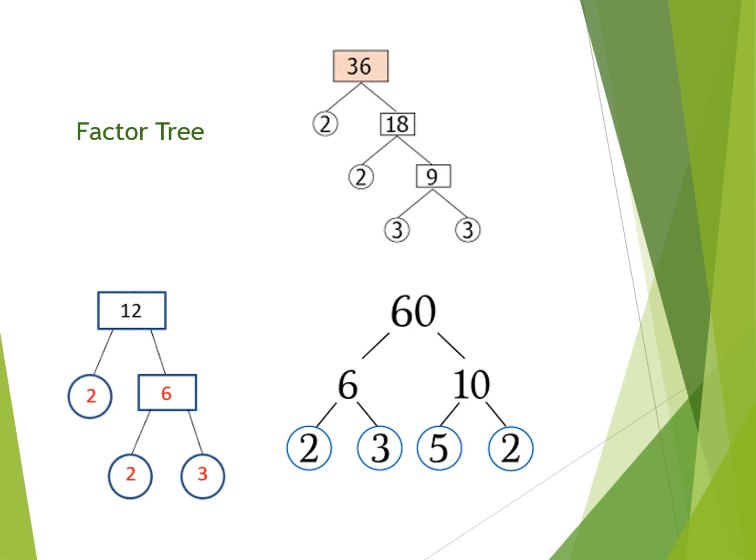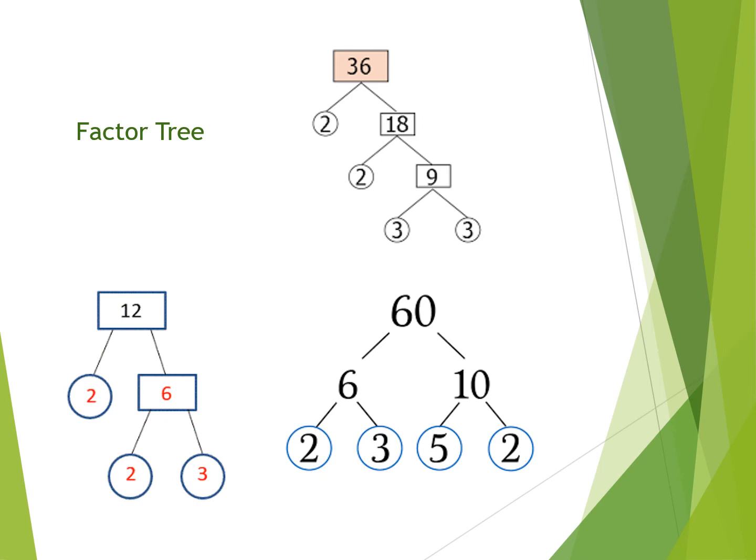And for 60, if you look at the screen, we can divide by 6 and we'll get 10. 6 can be broken down into 2 and 3. 10 can be broken down into 5 and 2. So at last, we'll get 4 prime factors, which are 2, 3, 5, and 2. Or we can shorten it to 2 to the power of 2 times 3 times 5.